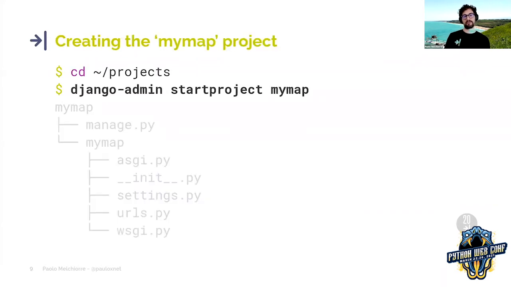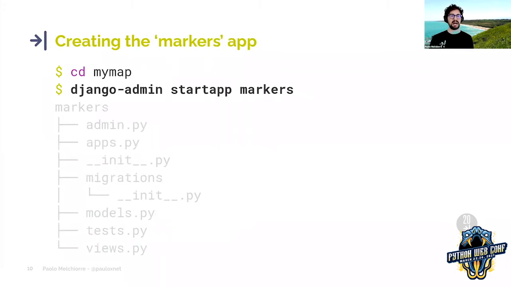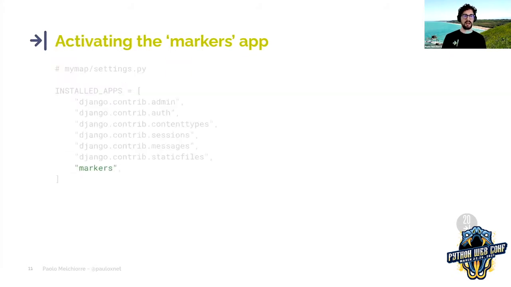To create the mymap project, I switched to my project directory and then used the startproject Django command. The basic files of our project will be created, as you can see here. After switching to the mymap directory, we create our markers app with the startapp Django command. Again, all the necessary files will be created for us. Now we have to activate our markers application by inserting its name in the list of the installed apps, here in the settings of our project.